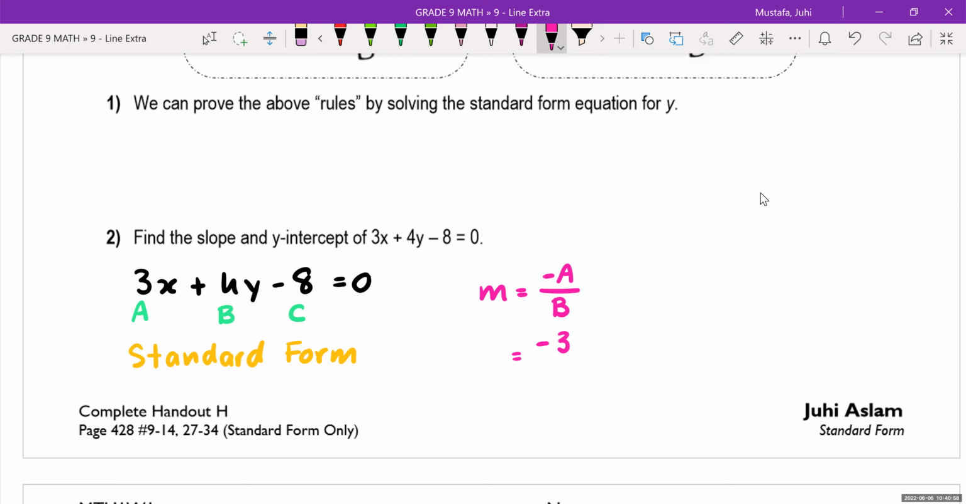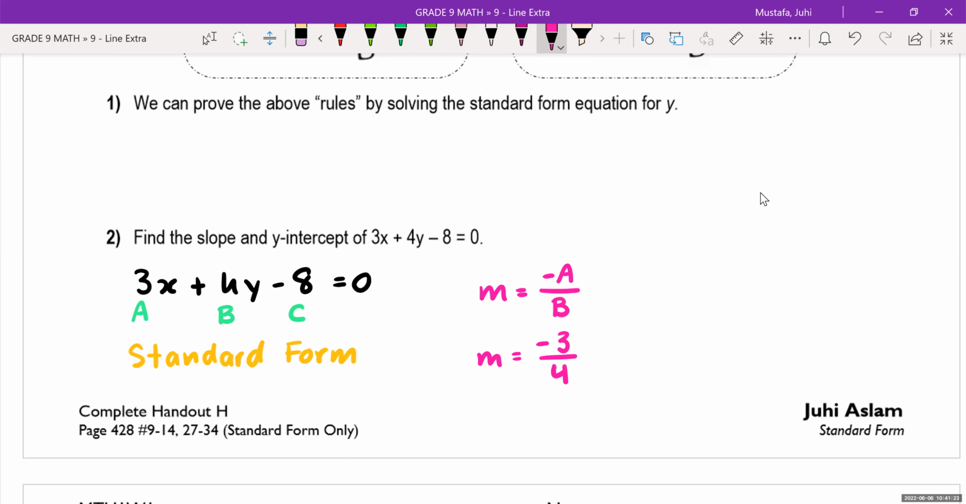And then what's our value for b? Just a 4. So that means the slope in this question is -3/4. And that's it. That's literally all you have to do to figure out the slope. Exactly. Once you know something's in standard form, you just use the formula -a/b.